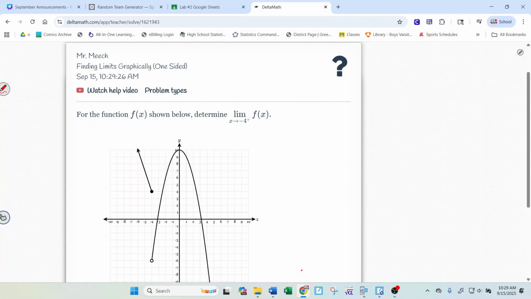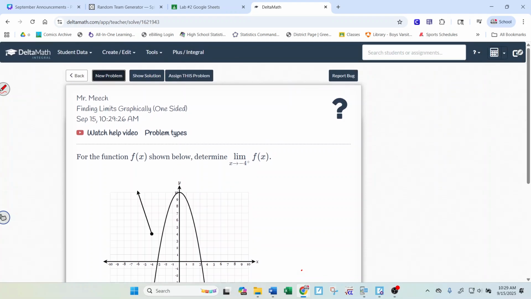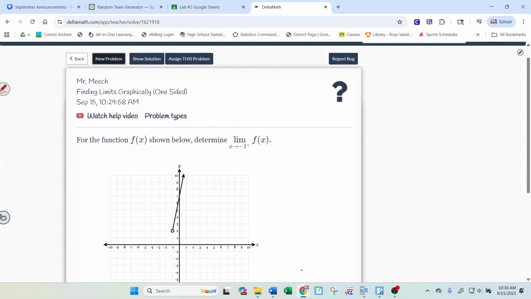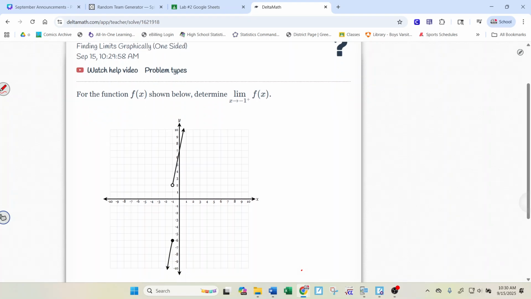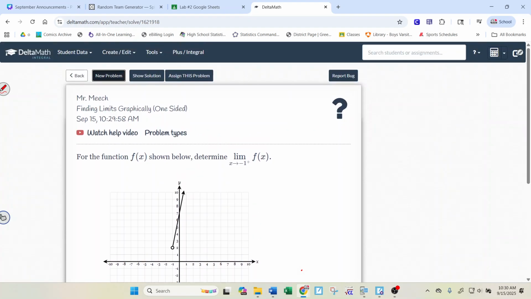-6. Because it's from the right, so it goes to -6. Okay. Is that making more sense? Let's try another one. From the right, -1 would be 2. Yeah. So, all right, let's go.